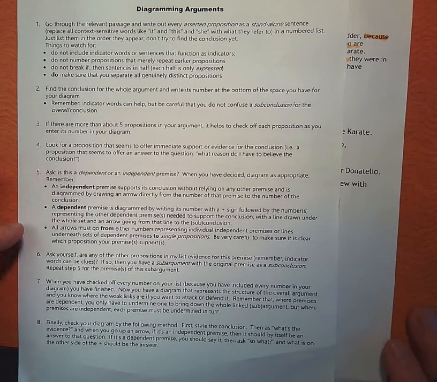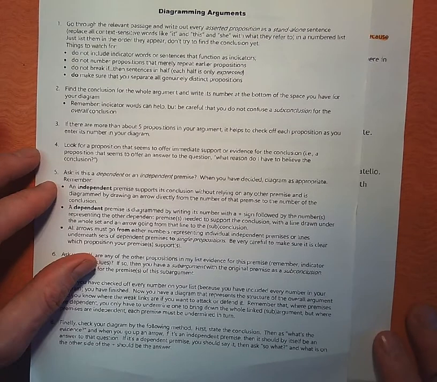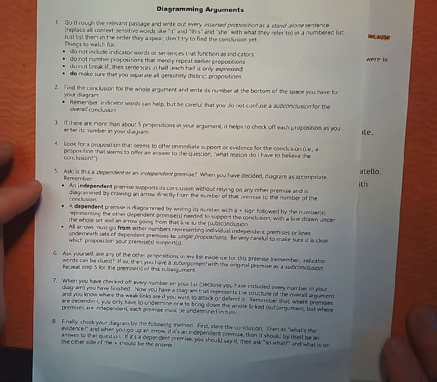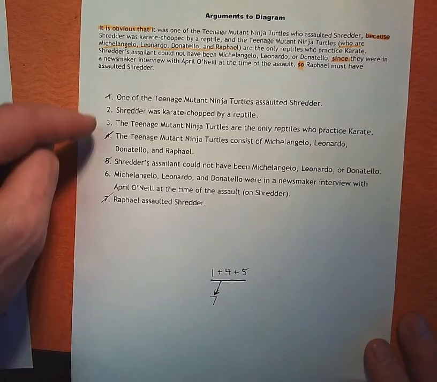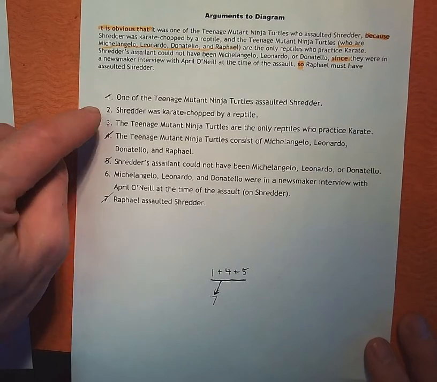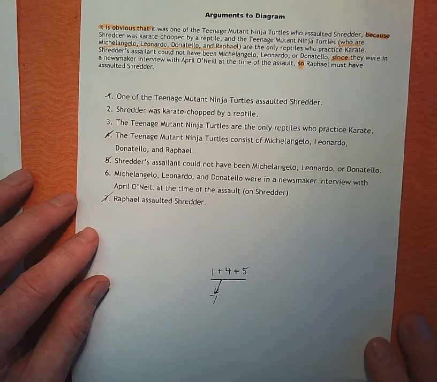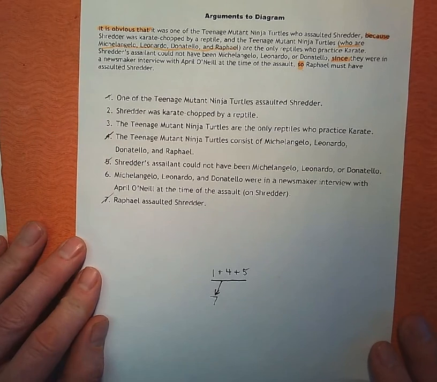It says, ask, is this a dependent or an independent premise? And we did that. They were dependent premises. Now we need to make sure that we've checked off every one on our list. And of course we haven't. We have to include 2, 3, and 6. Where did they go on this diagram?